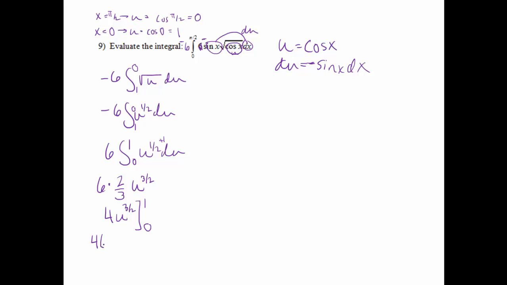So I'll have 4 times 1 to the 3/2 minus 4 times 0 to the 3/2. And 1 to the 3/2, the square root of 1 is 1. 1 to the 3rd power is 1 times 4 is 4. Minus 0 to any power is just 0. So that's just going to be 0. So my answer is going to be 4.